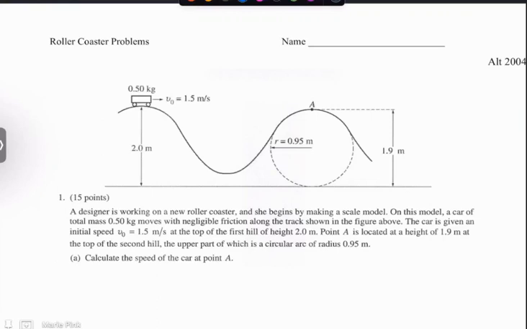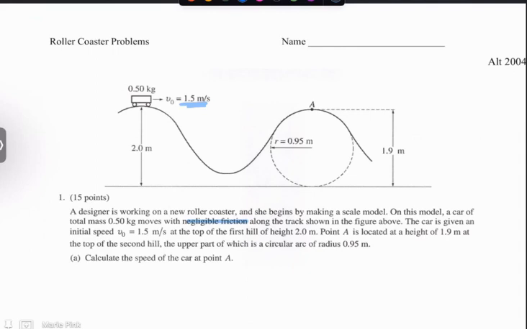This is the first roller coaster problem in my roller coaster problem packet. You have a roller coaster that at the beginning is already moving, so just be aware that it's already moving here. And she is designing a scaled model of an actual roller coaster and she wants to test it out. So on this model, a car of mass 0.5 kilograms moves with negligible friction. So that means no work is going to be done because there's no friction.